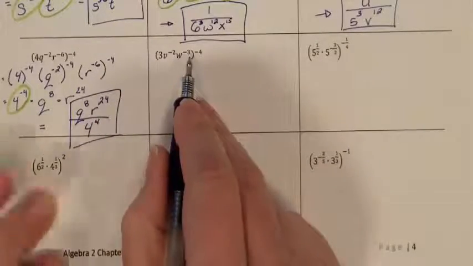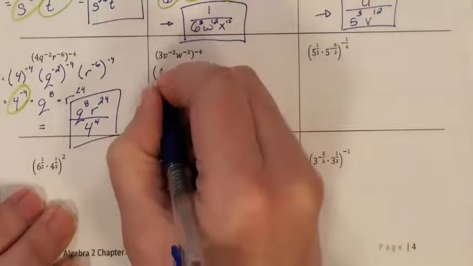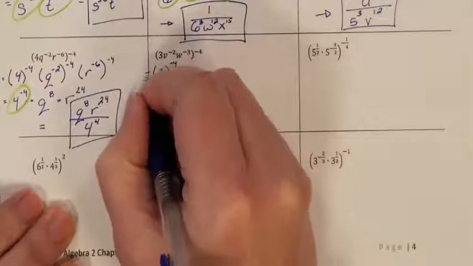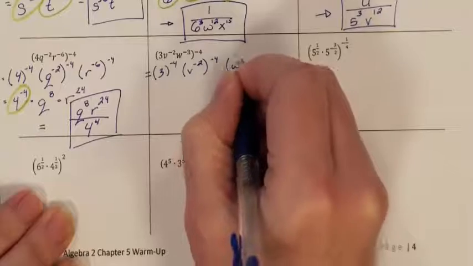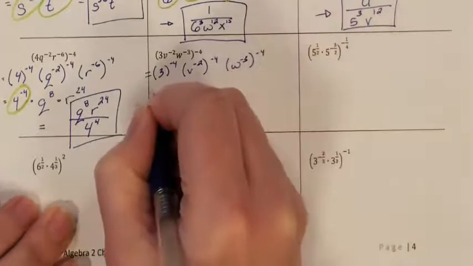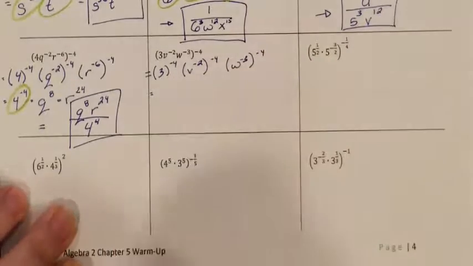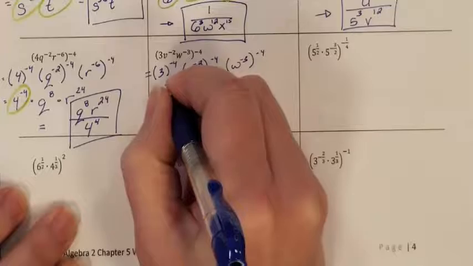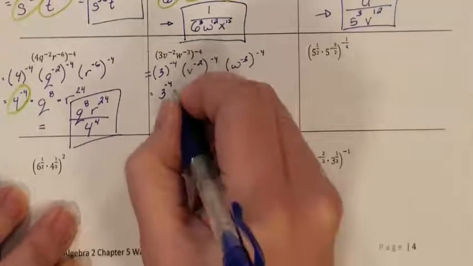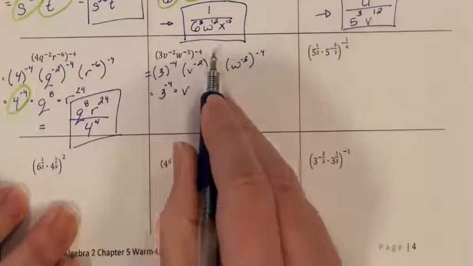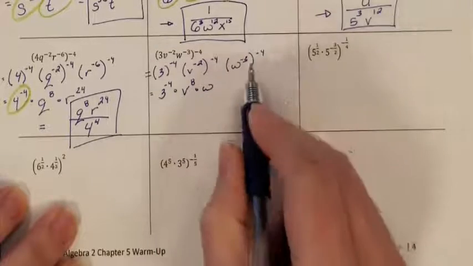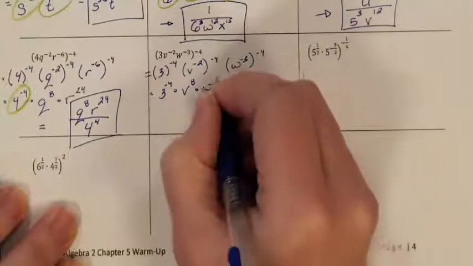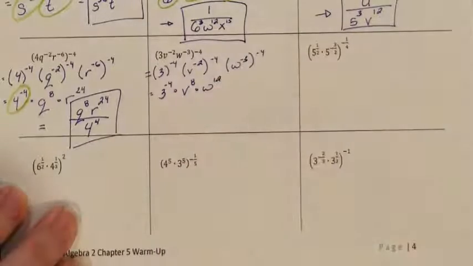This entire parenthesis is raised to the negative exponent, which meant that 3 gets the exponent, that V gets the exponent, and the W gets the exponent. The 3 already has a single exponent, so we're going to leave him alone for the moment. The V, negative 2 groups of negative 4 meant positive 8. My W, you had negative 3 groups of negative 4, which means you had positive 12.